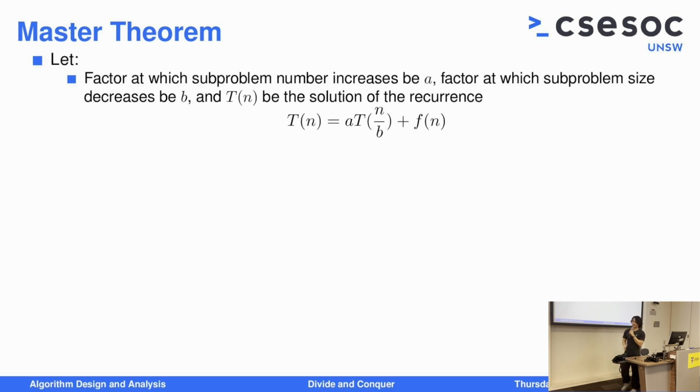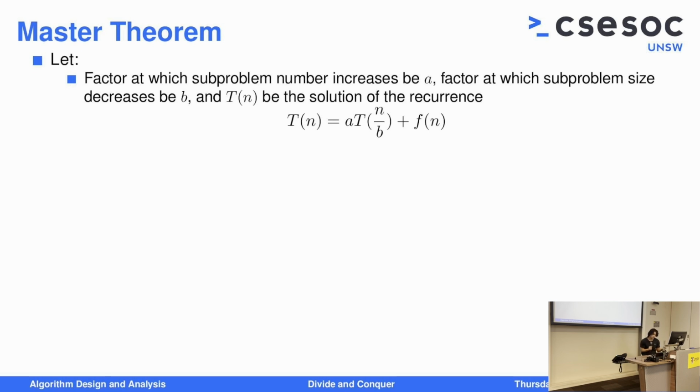The next thing we're going to talk about is the Master theorem. This will very likely, maybe, possibly, I don't know, don't quote me, but it might appear as a multiple choice question in your exam. Essentially, the Master theorem is just a way for us to describe the time complexity of divide and conquer algorithms. So let the factor at which subproblem number increases be a, the factor at which subproblem size decreases be b, and T(n) be the solution of the recurrence.